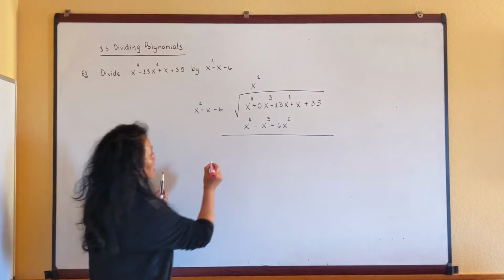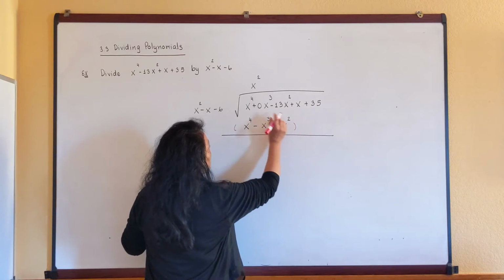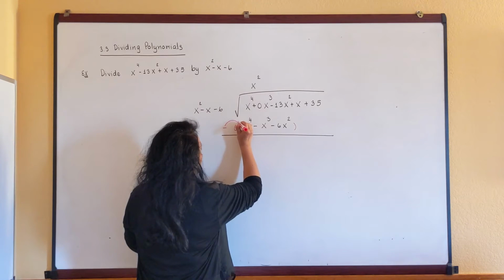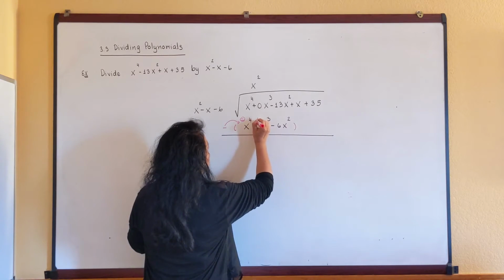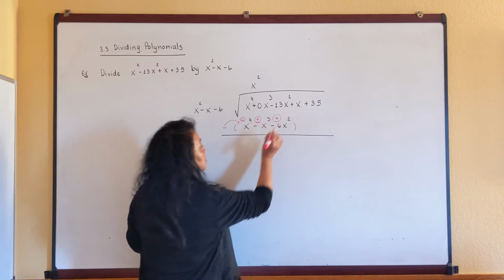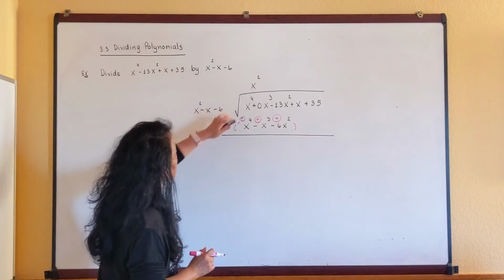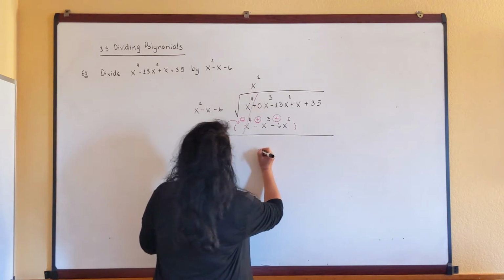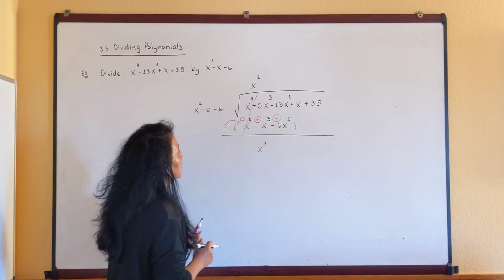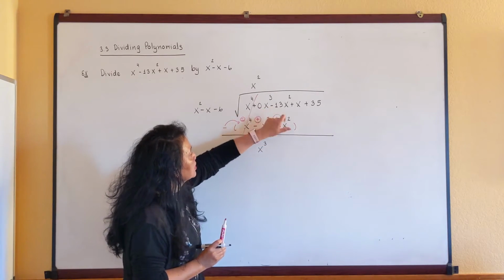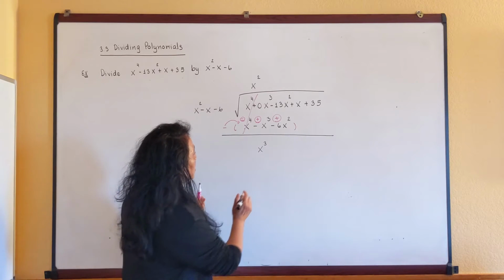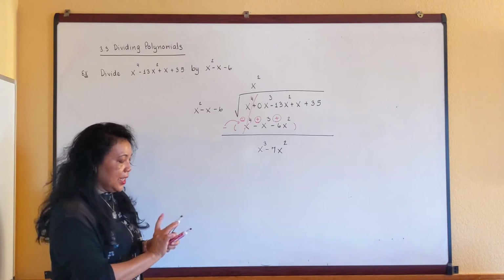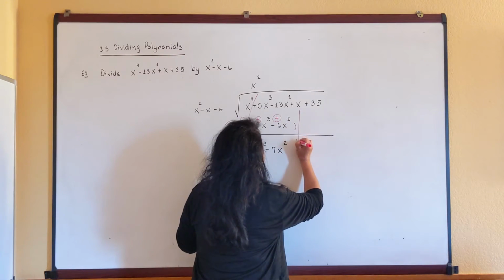Next, I have to subtract this polynomial from the above. Because you subtract, you have to distribute the minus in everything. So I'm going to have minus here, plus here, plus here. The first term is going to cancel out. The second term, I will have x to the cube. The third term, I have minus 13x squared plus 6x squared, then I'm going to have minus 7x squared. Next, I'm going to bring down the x.